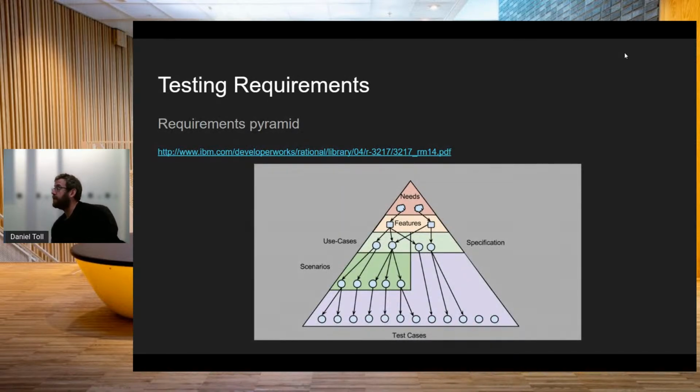So we've seen this requirements pyramid before. We've talked about the needs of the customers, something fuzzy and stuff like that. We define those as features, and then we generate use cases, or perhaps non-functional requirements in some specification or something like that. And then for each use case, you can have different paths through the use case. And those paths we call scenarios. And when you put values on those scenarios, where you actually give test-specific input and test-specific expected output, then you have a test case.